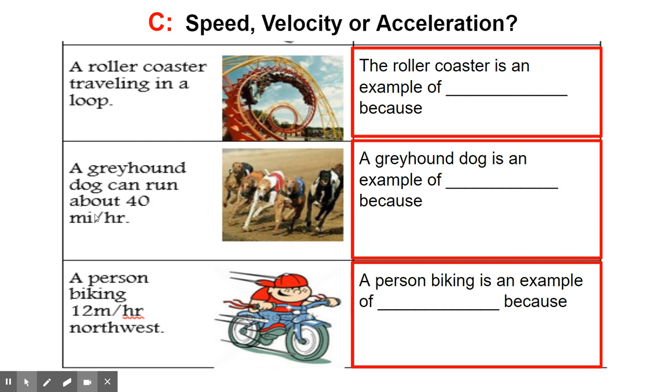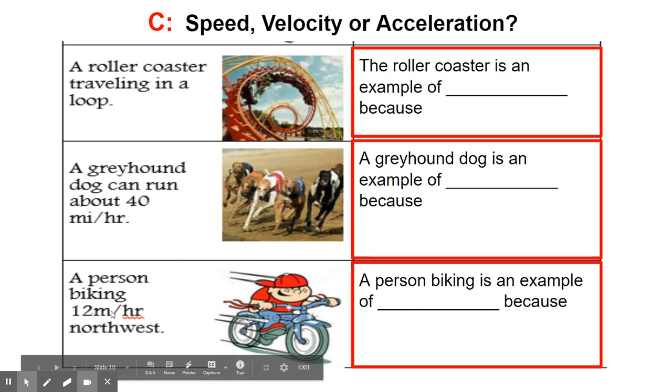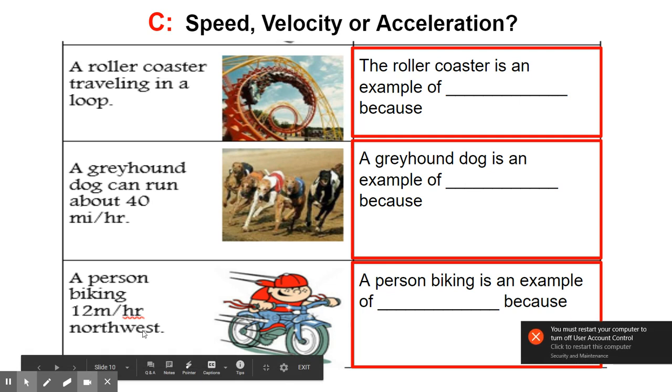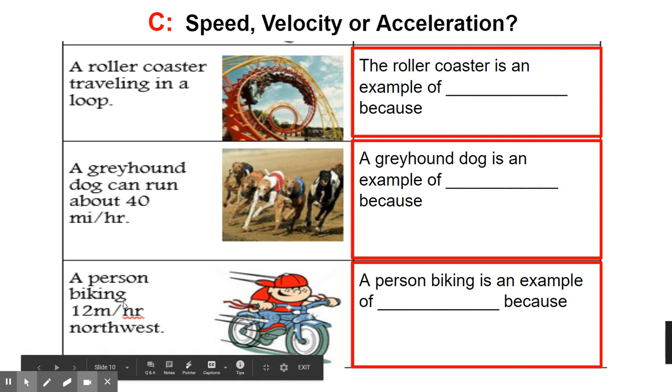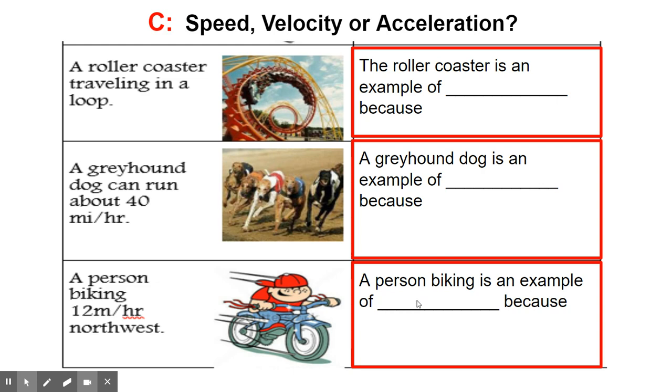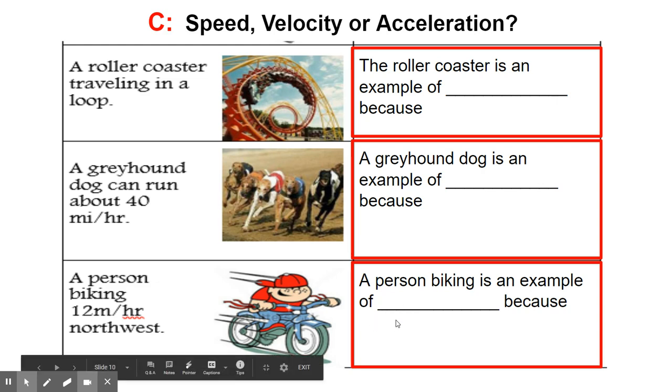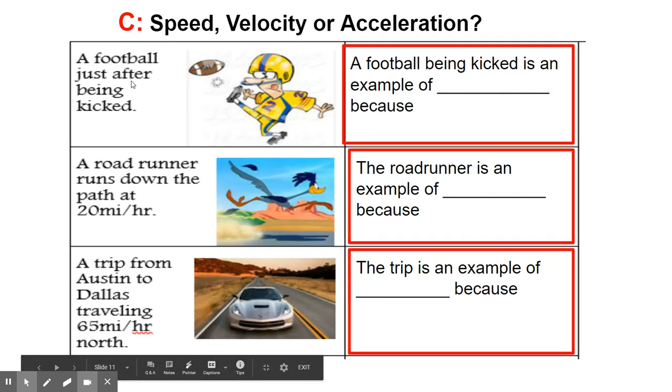The greyhound dog can run about 40 miles per hour. So 40 miles per hour, that's an example of speed. So the greyhound dog is an example of speed because of the units miles per hour. A person biking 12 meters per hour northwest. This is an example of speed with a direction. So a person biking is an example of velocity because we have speed with direction.